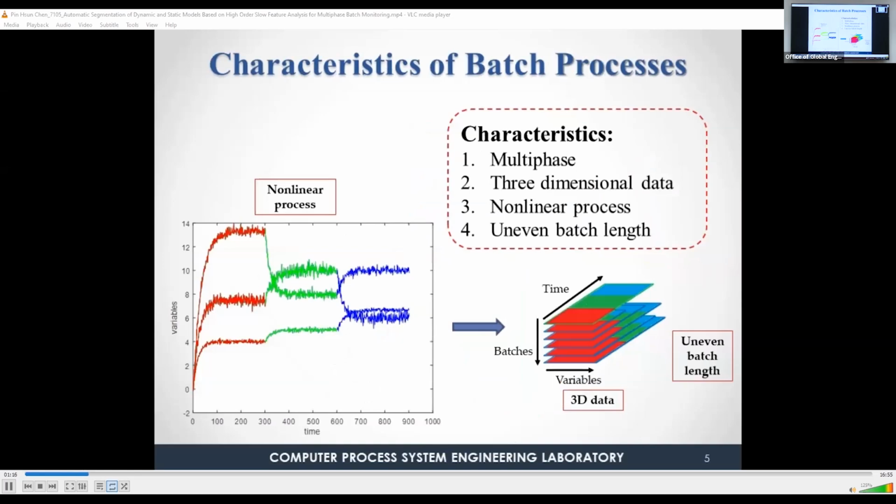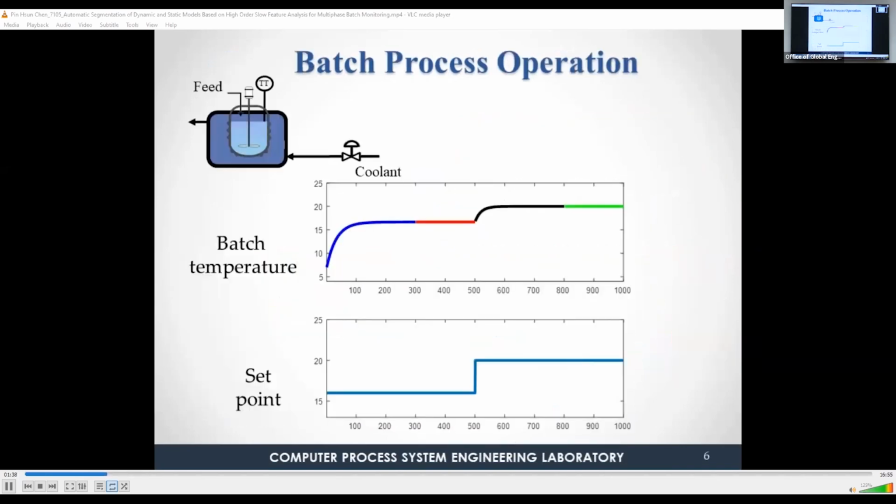The batch process generally has several features. The first one is multi-phase, which corresponds to red, green, and blue in this picture. The second one is three-dimensional data, the third one is a nonlinear process, and the fourth is uneven batch length. In the operation process of the batch, it can be broadly divided into several parts. Take this picture as an example. It is divided into 4 parts. The meaning of the 4 parts will be explained in more detail in further slides.